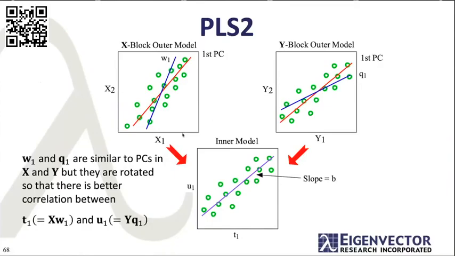What it looks like is that if I've got an X block, I could get my first principal component as this red line.